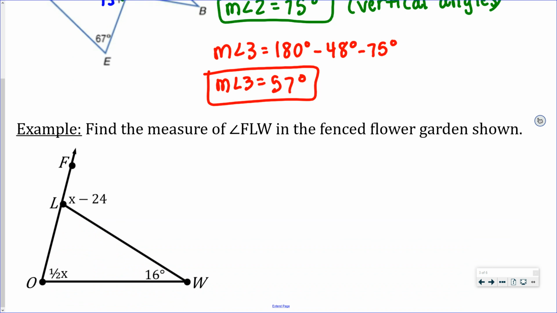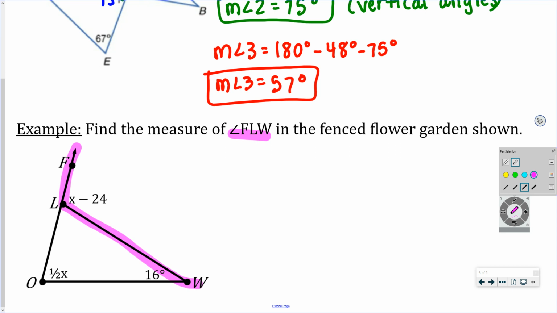This one says, find the measure of angle FLW in the fenced flower garden that is shown. All right, so when they're talking about angle FLW, remember L would be my vertex. They're talking about this angle right here. They want me to find that angle, but it has a variable in it. It has x. So first I'm obviously going to have to find x.